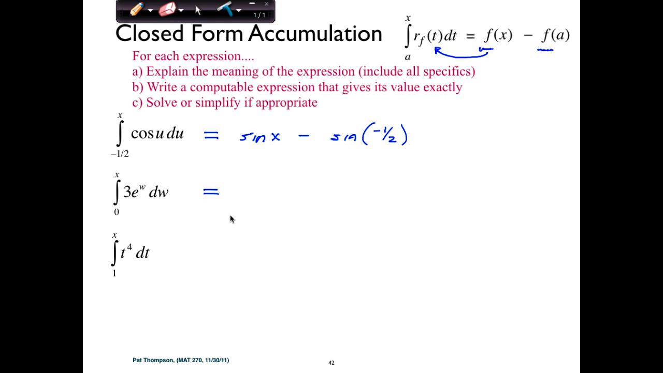Okay, is it the accumulation of 3e to the w? Right, so it's the accumulation of some quantity. And what do we know about that quantity? The rate is 3e to the w, right? So it's the quantity that changes at the rate of 3e to the w. It's the net accumulation of that quantity from 0 to x.